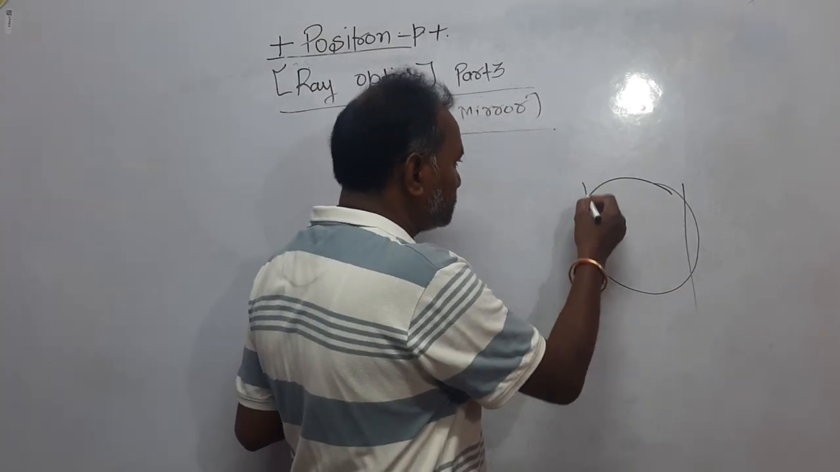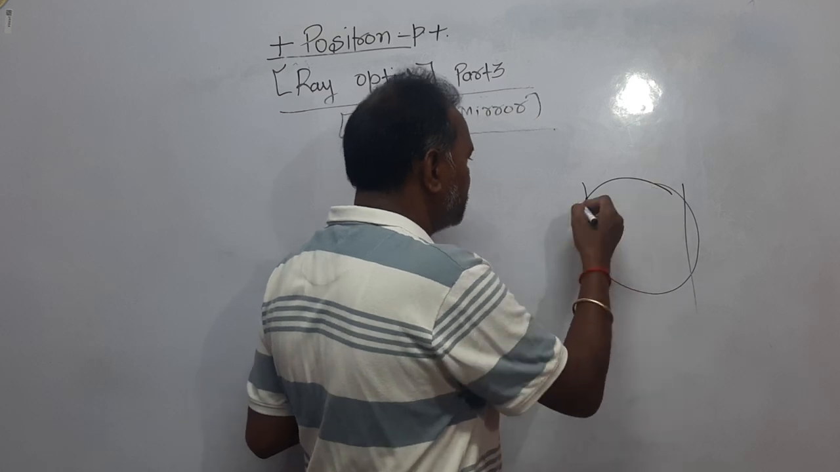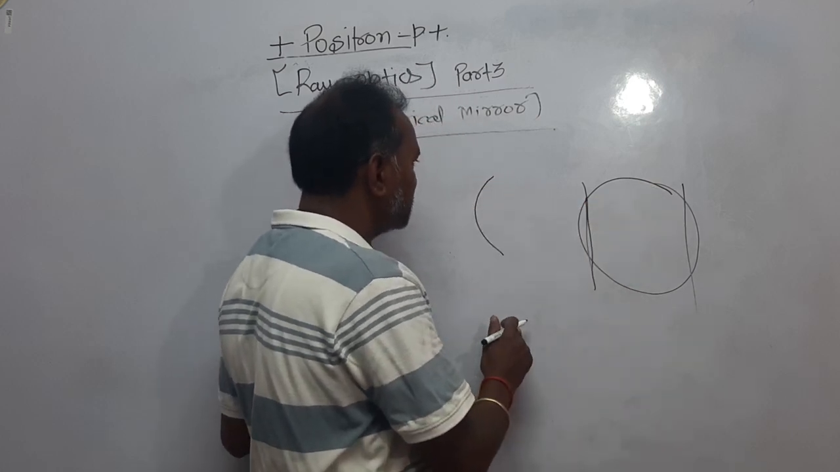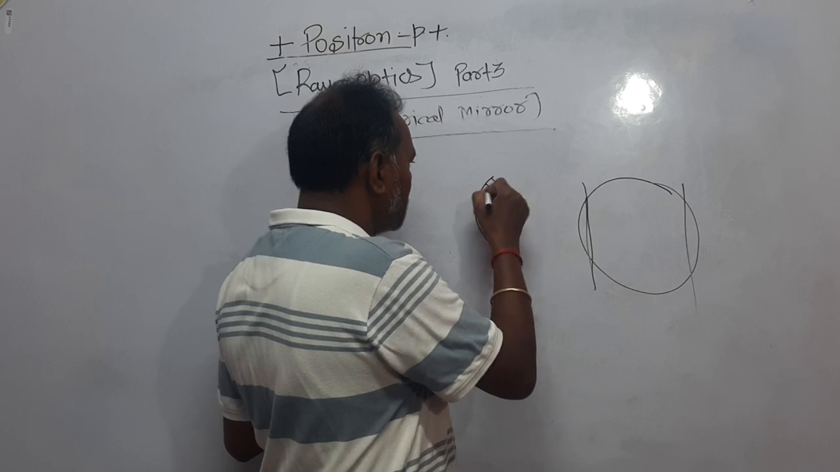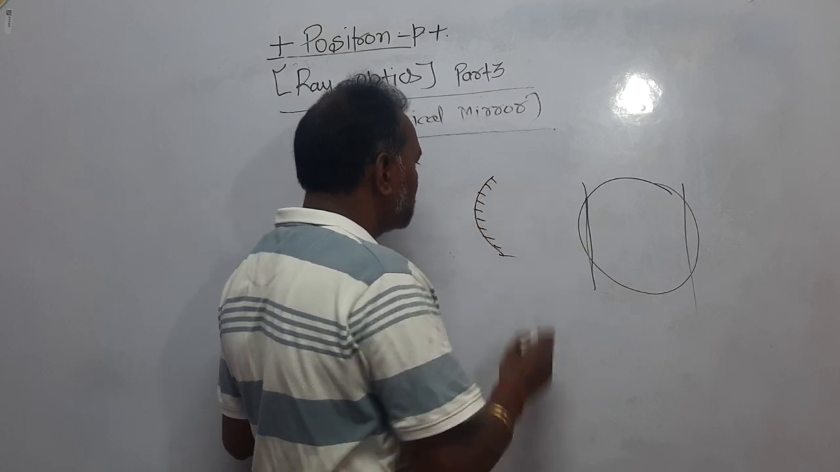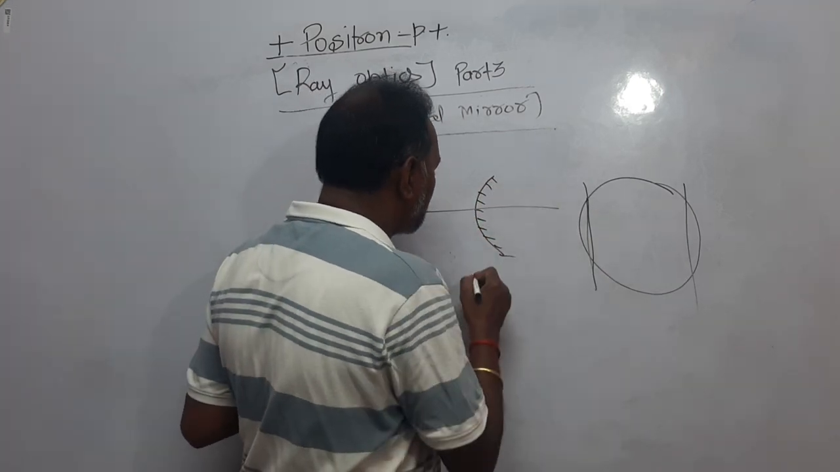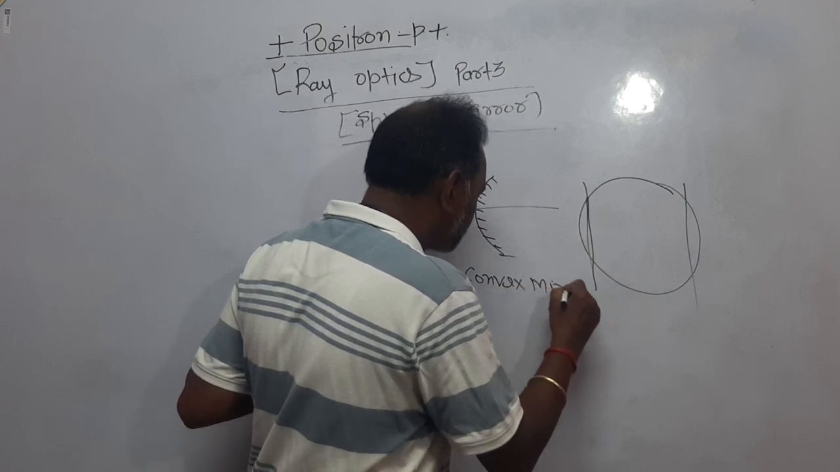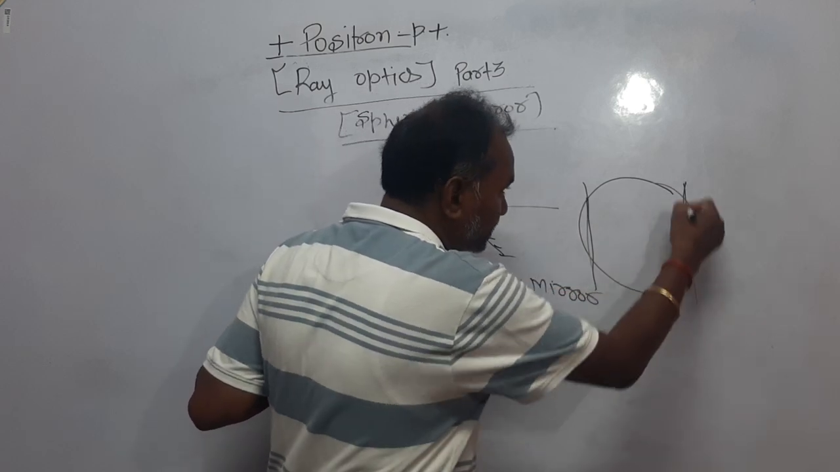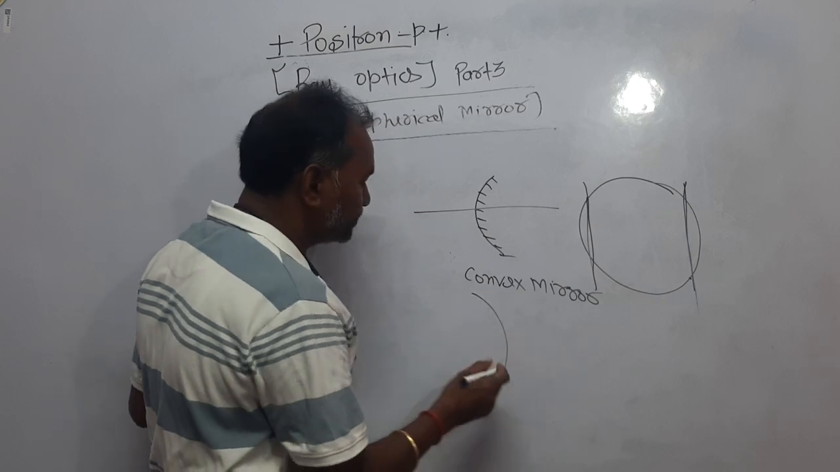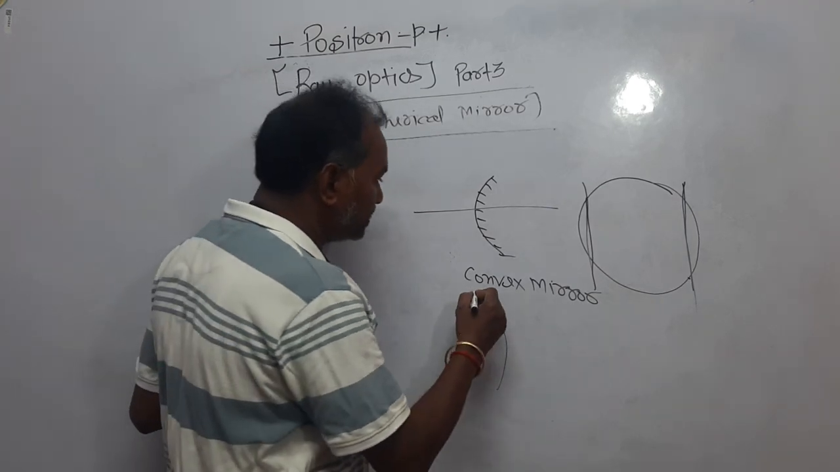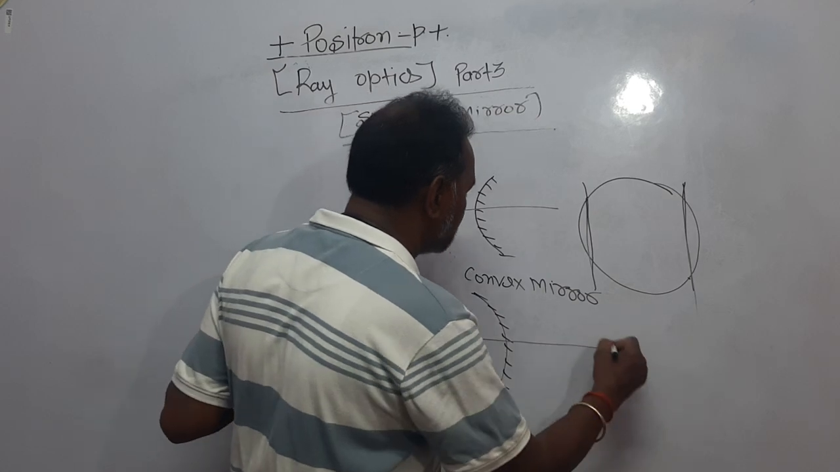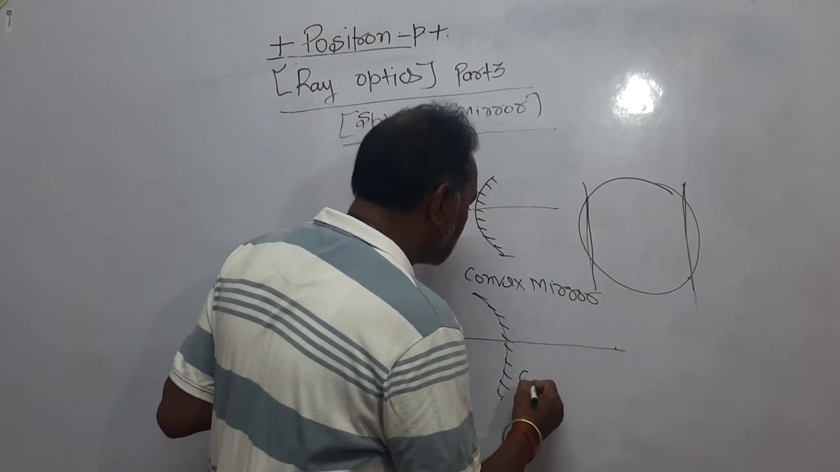Let us cut the sphere from this portion, then you will get this kind of cross section, and the right side is silvered. This is undoubtedly a convex mirror. If you take this other cross section, it will be like this, and again the rear side is silvered. This is the concave mirror.